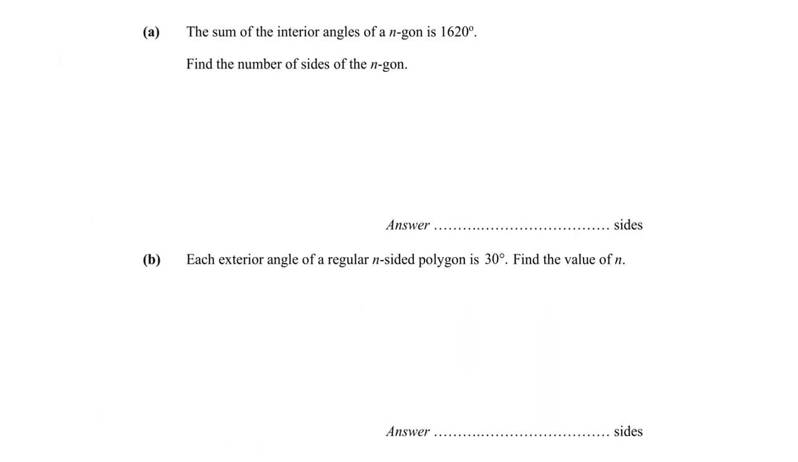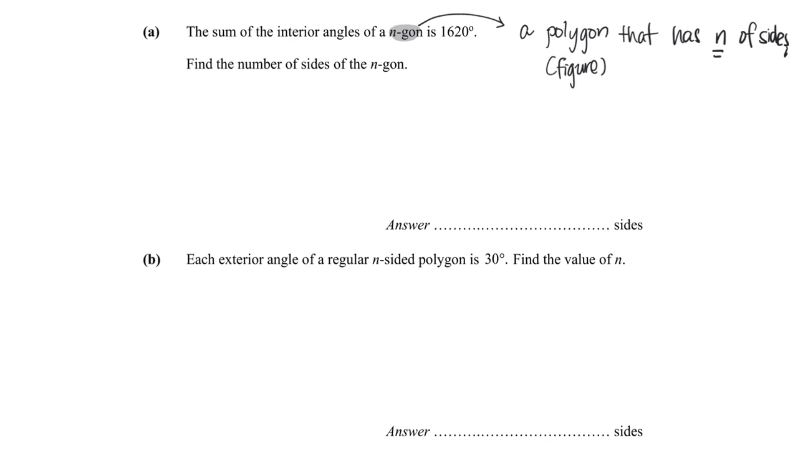Hello everyone, welcome to this part of the video where we are given that the sum of the interior angles of an n-gon is 1620 degrees. So in this case, n simply represents a polygon or a figure that has n number of sides. Find the number of sides. So n is the number of sides, right?